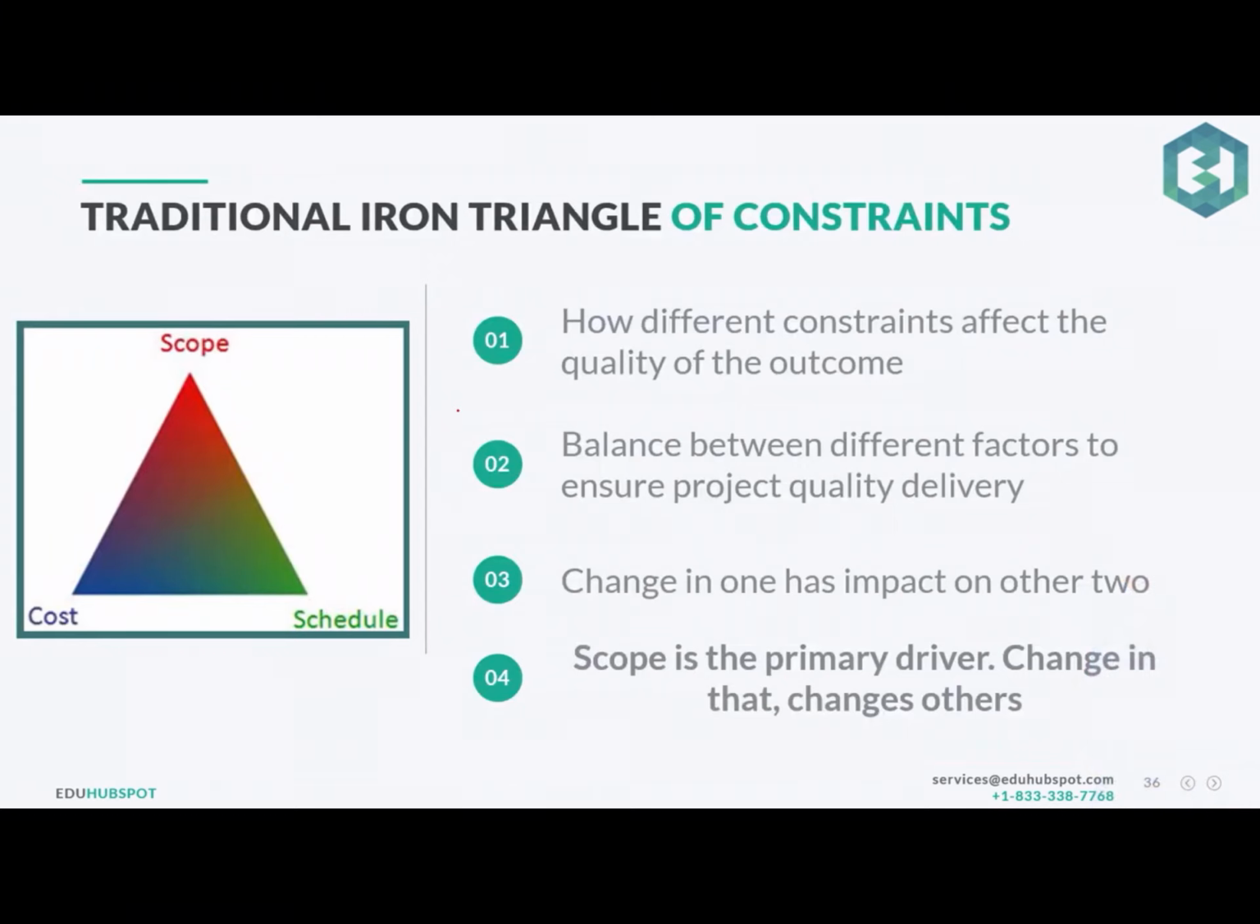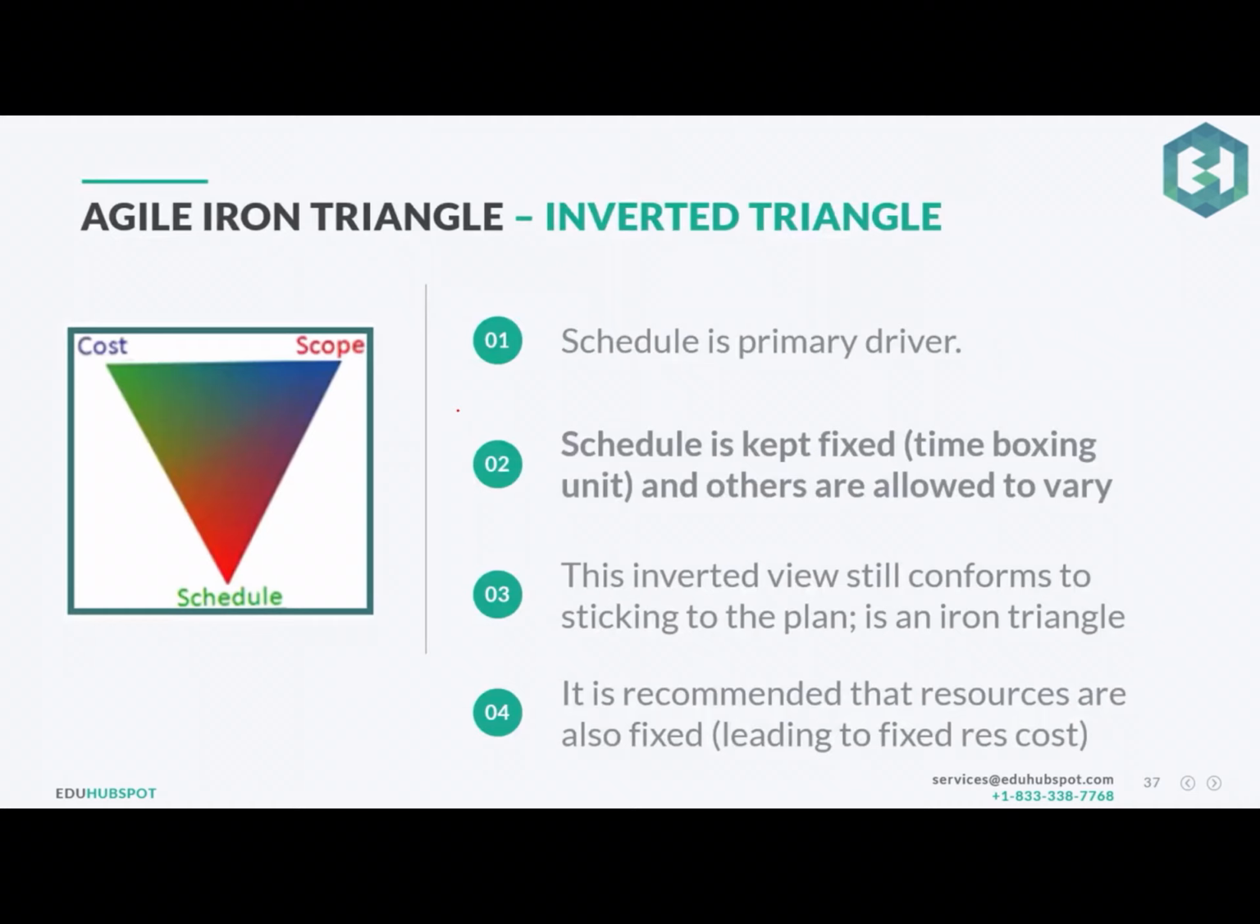Okay, so if you see quickly, scope, cost, schedule, how different constraints affect the quality of the outcome. Basically, a change in one leg may impact at least one of the other two. That's your traditional iron triangle. In your Agile iron triangle, the schedule is the primary driver. Both your scope and cost keep on changing. You keep on getting the feedback from the customer.